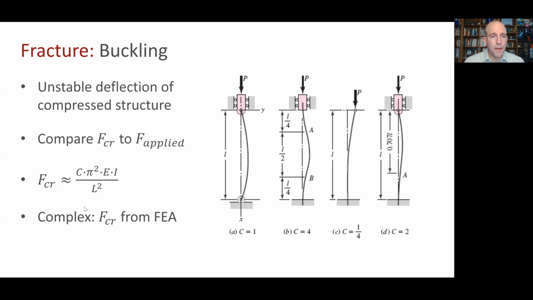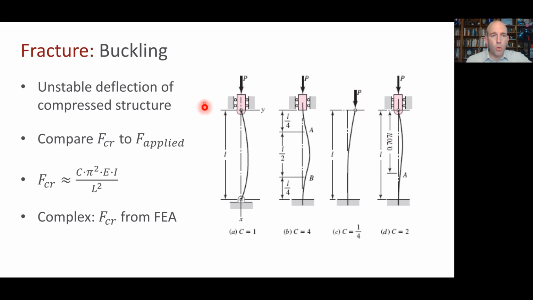You can estimate this by hand using a classic formula here, where we have the critical force being about equal to a constant times pi squared times the elastic modulus. That's important because it tells us how springy the material is, times the area moment of inertia of the cross section divided by length squared. And length squared appears in the denominator because that has something to do with how much a little deflection will increase the leverage of our force at the top. In more complicated buckling modes, we can analyze those using finite element analysis.